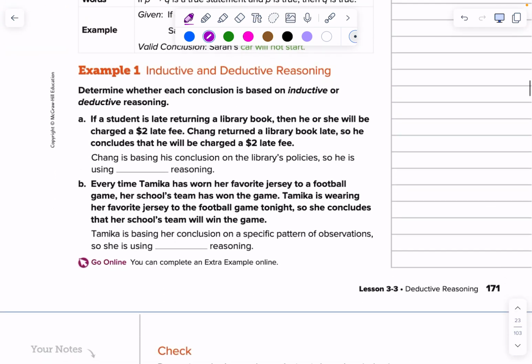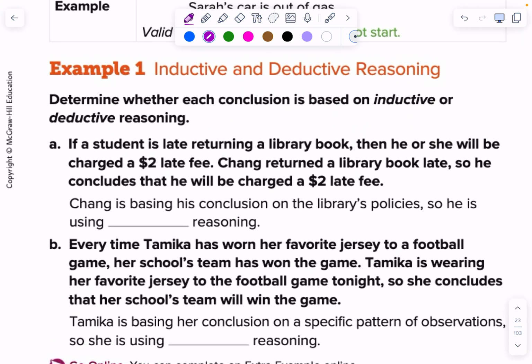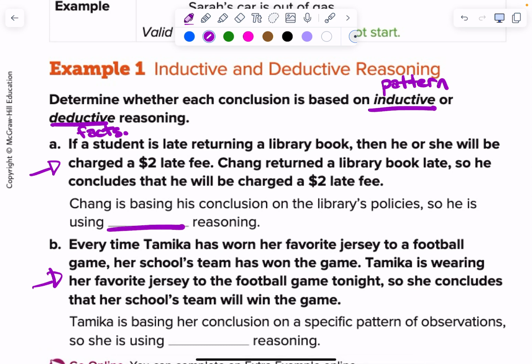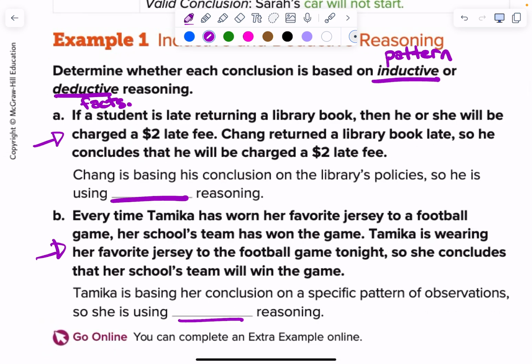Let's talk about example 1. They are asking you whether it is inductive reasoning or deductive reasoning. What does inductive reasoning mean again? Patterns. Deductive reasoning is facts. I want you to go through really quick and decide A and B, read these statements and tell me which one is which. Put them in the blank and then we'll check your answer in 30 seconds. Go.